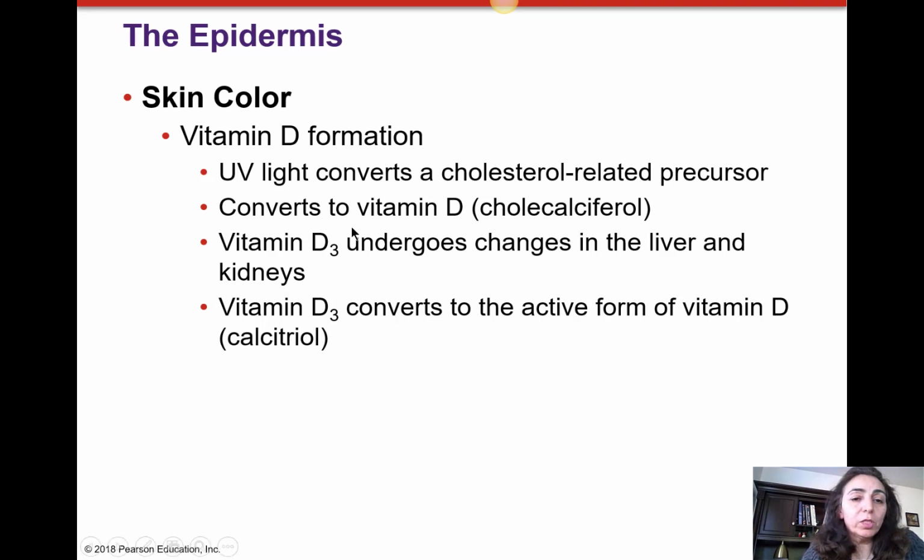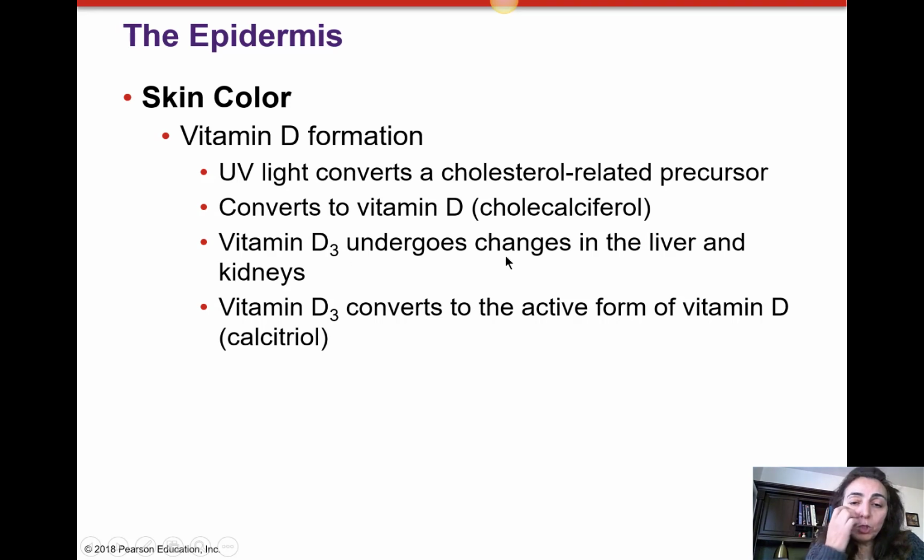So the other job of the skin, as we discussed, is formation of vitamin D. That is a good part of what the UV light is doing. UV light converts a cholesterol-related precursor of vitamin D into vitamin D. Vitamin D is called cholecalciferol.